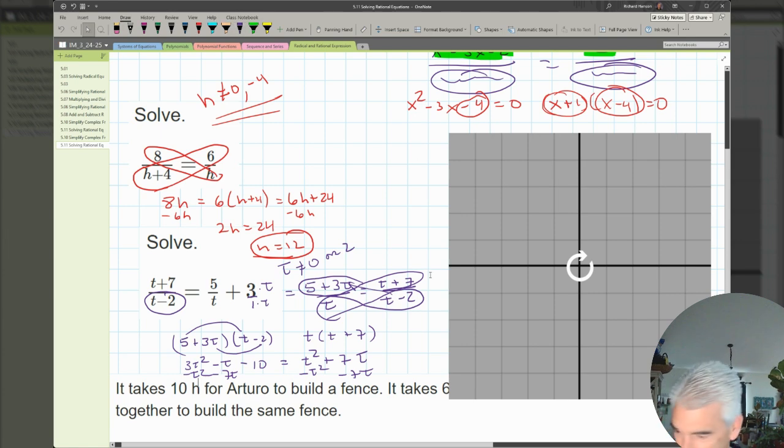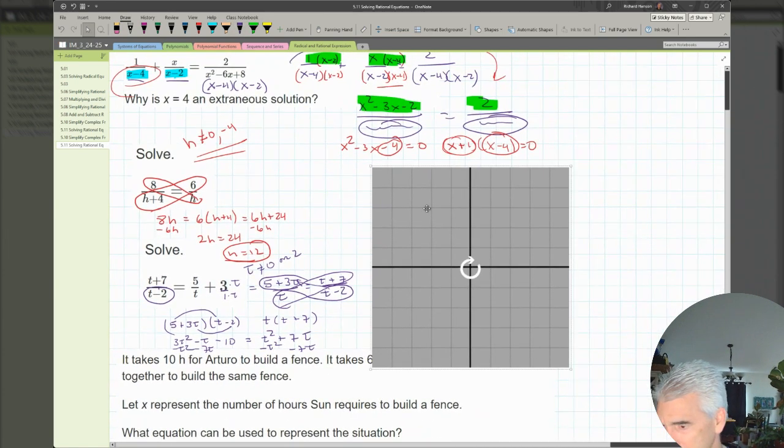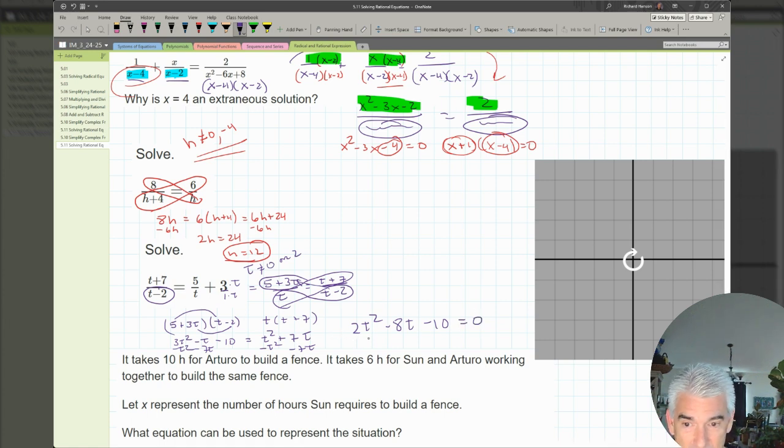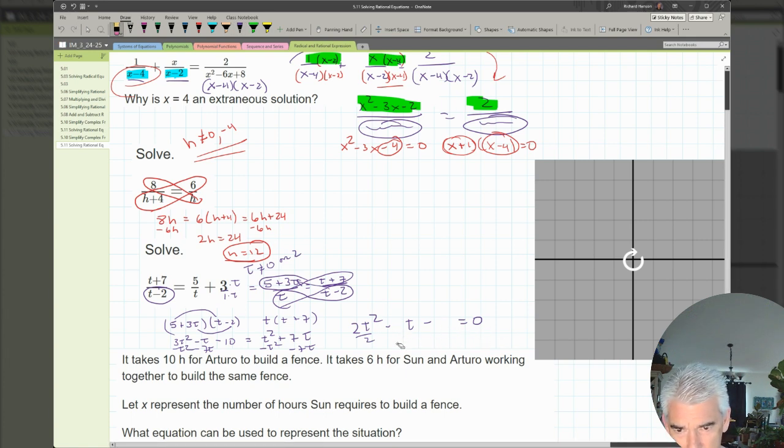And let me move my graph a little bit here. Scooch on over. And so we get 2t squared minus 8t minus 10 equals 0. What I notice is all my coefficients are even, so I'm going to divide everything by 2. And when we do that, I'm just cleaning this up a little bit since I'm running out of room. Good planning, Rich. Let me scooch this.